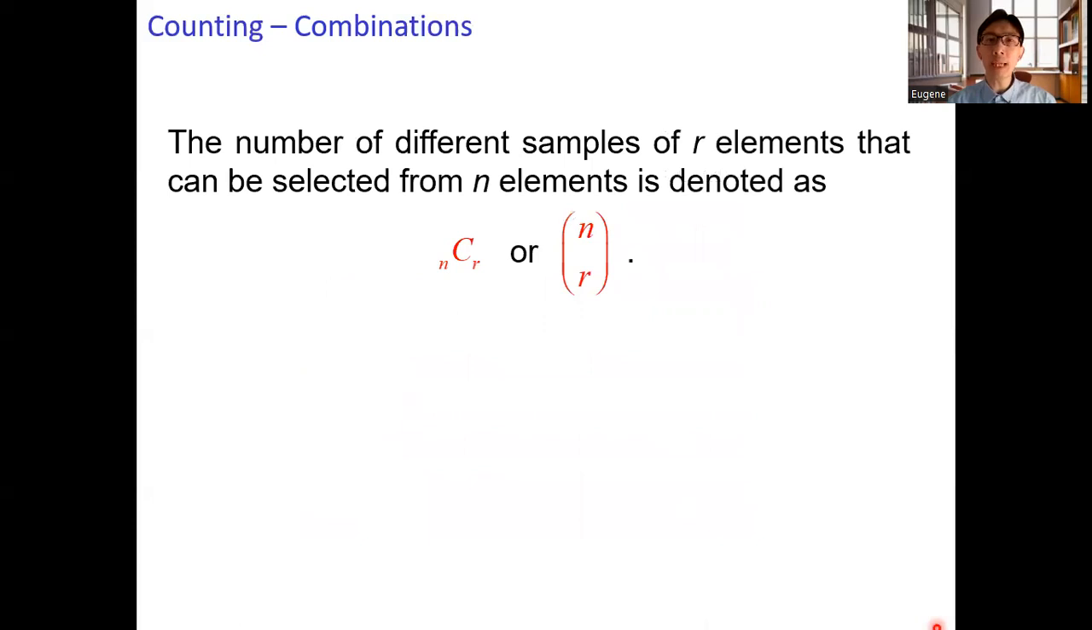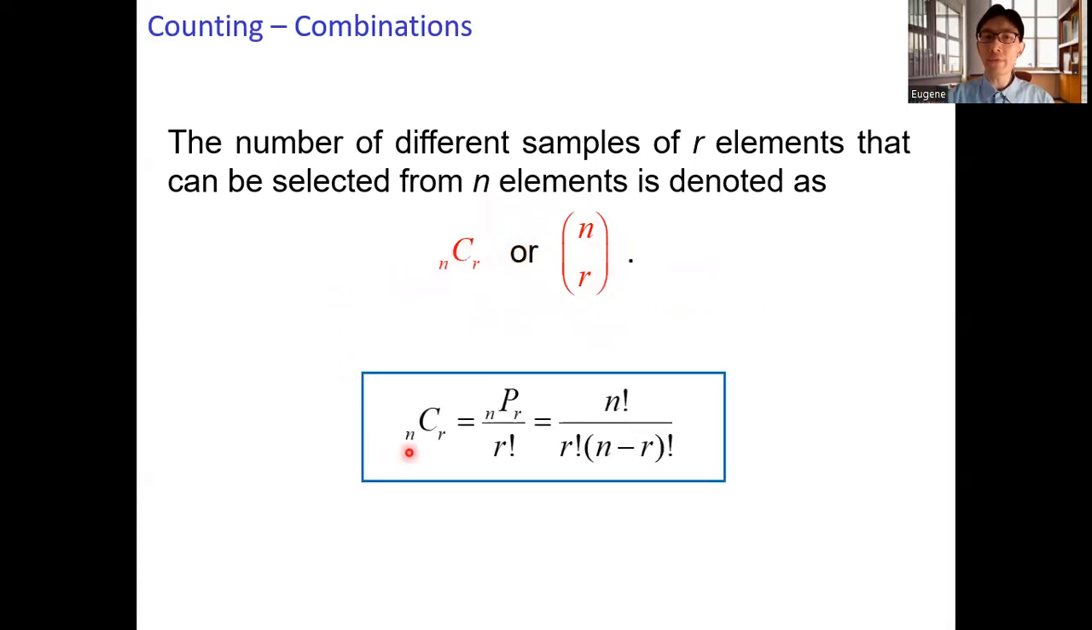The number of different samples of r elements that can be selected from n elements is denoted by the symbol nCr. C stands for combination. Or in some other references, you can see that we have a bracket with n on the top and r at the bottom. The 2 symbols are equivalent. And we have the formula here. nCr is equal to nPr divided by r factorial.